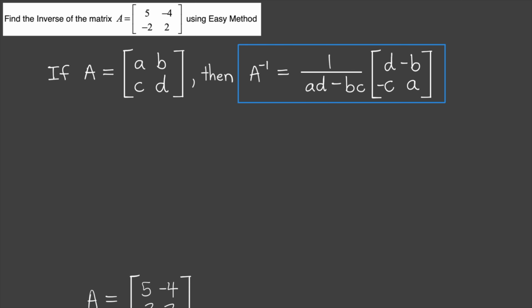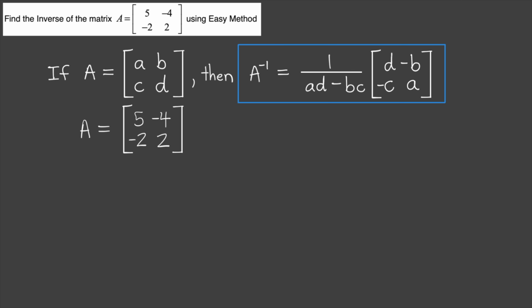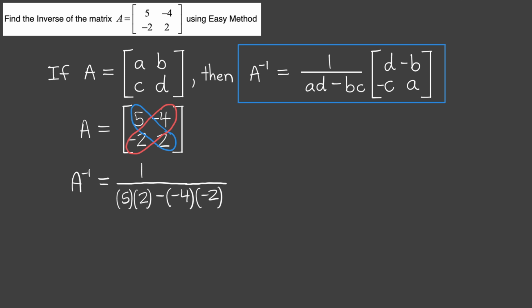So let's go ahead and apply this to our matrix here, matrix A. First we're going to go equals, so A inverse is going to equal 1 over. We're going to multiply these two guys, so A and D, and then minus B and C. So I'll kind of just circle those. So AD is going to be 5 times 2 minus BC, which is negative 4 times negative 2. All right, we'll go ahead and simplify that in a bit.